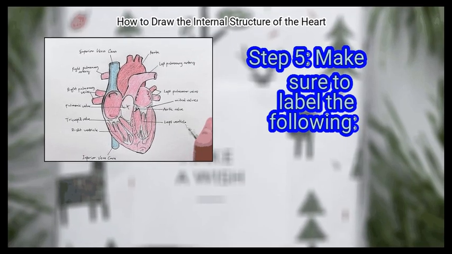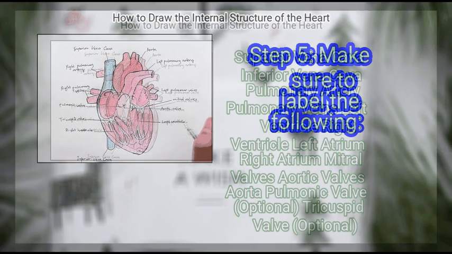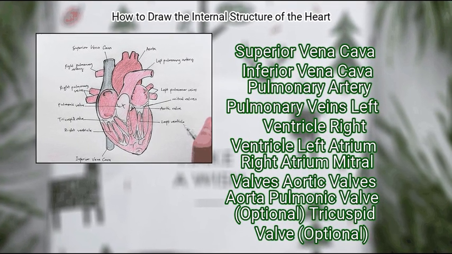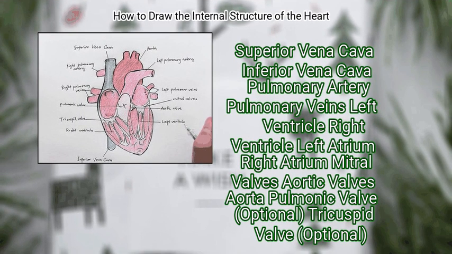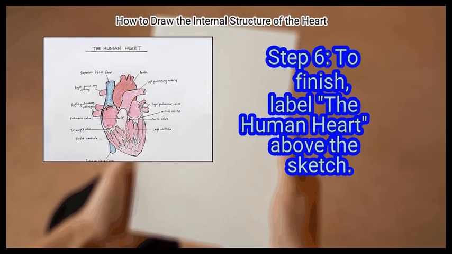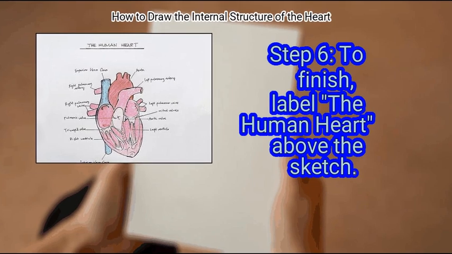Step 5. Make sure to label the following. Superior vena cava, inferior vena cava, pulmonary artery, pulmonary veins, left ventricle, right ventricle, left atrium, right atrium, mitral valves, aortic valves, aorta, pulmonic valve, optional, tricuspid valve, optional. Finally, to finish, label the human heart above the sketch.